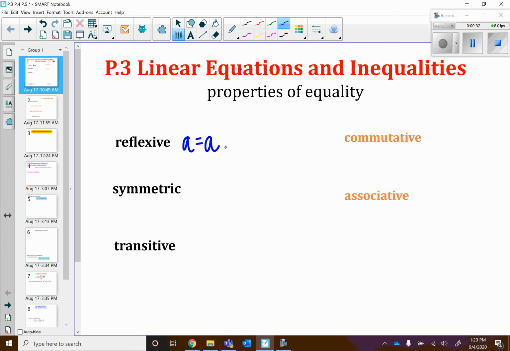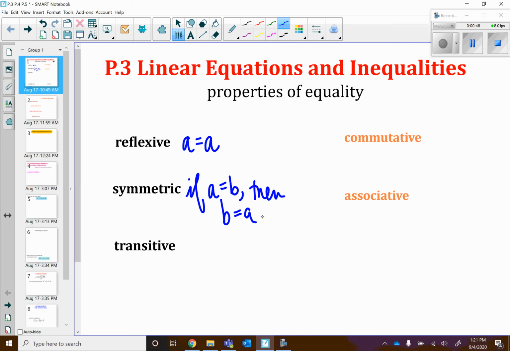The second is the symmetric property, which says if A is equal to B, then I can say B is equal to A. Symmetry, right? I can switch the way it is and it still is the same.